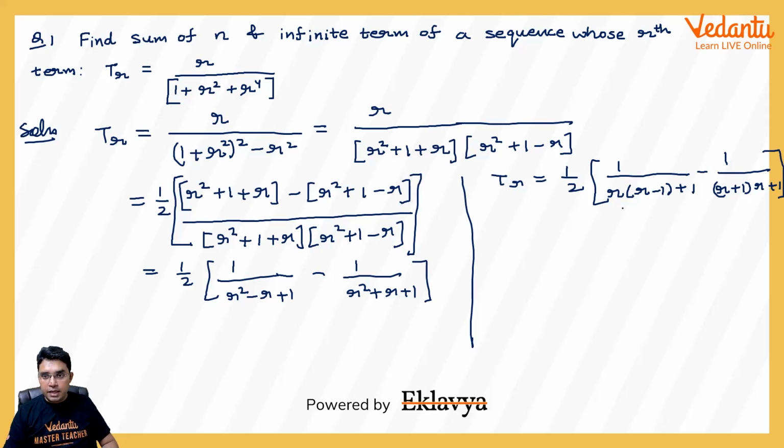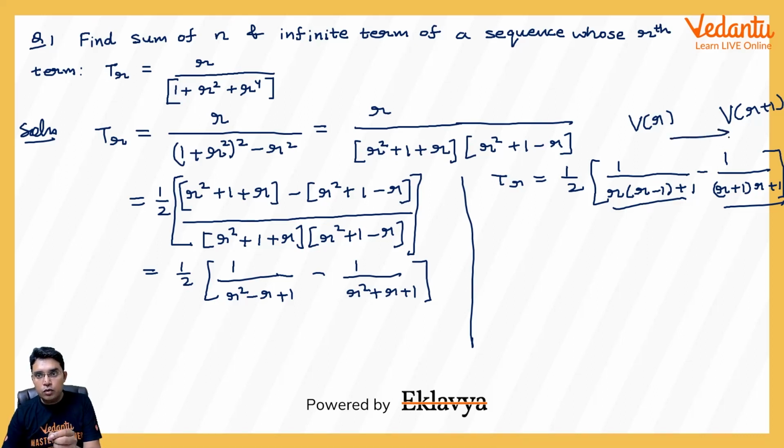Okay, so you can see these two have become V_r, you can call this V_r, you can call this V_(r+1). You can check, replacing r with r plus 1 will give you V_r to V_(r+1), and replacing r plus 1 with r will give you V_r. Okay, so now it is time to start doing it.